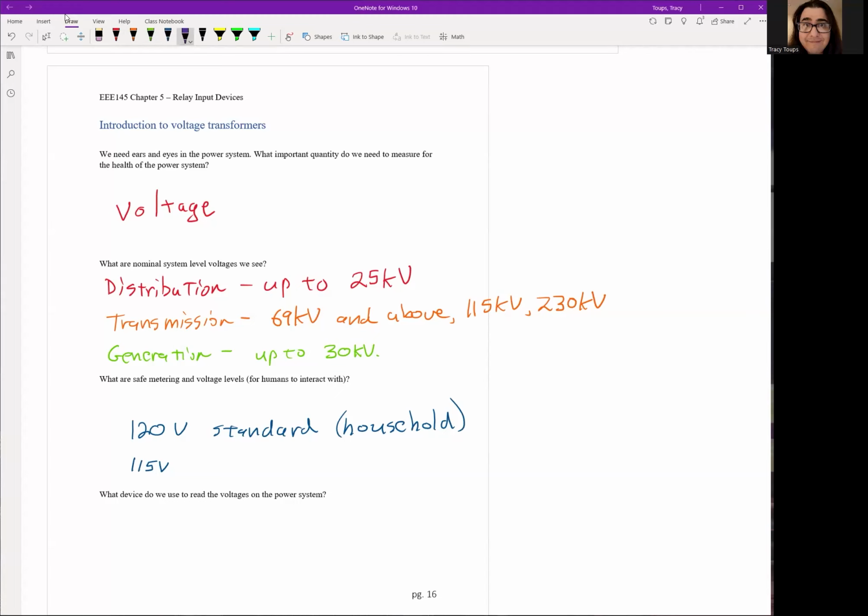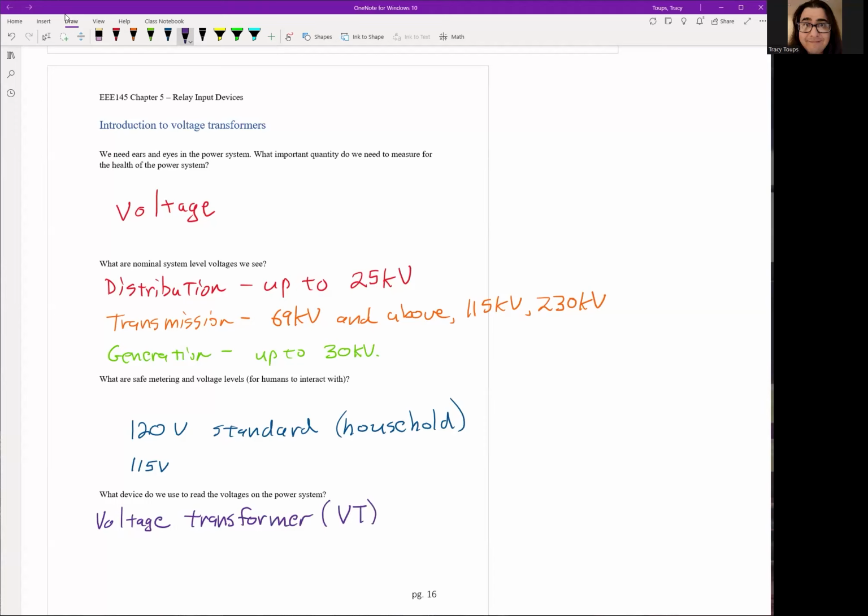All right, which device do we use to read the voltages in the power system from this high level voltage down to this 120 volt system? Well, we use something called a voltage transformer, right? This is an instrumentation transformer specifically for measuring voltage, called a VT.